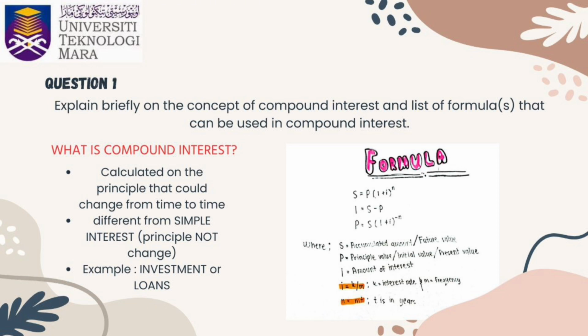The letters in the formulas represent: S is the accumulated amount or future value. P is the principal value or initial value or present value. Capital I is the amount of interest. Lowercase i equals k divided by m, where k is the interest rate and m is the frequency. n equals m times t, where t is in years.